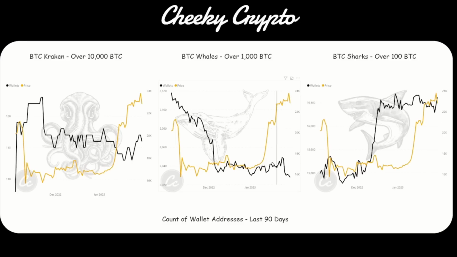We have this data right in here where we can see the wallet counts have been decreasing as this price has moved on up. So it's not really been backed by big players here. We can also see the same with the Kraken-sized wallets. It has been dropping to the downside.